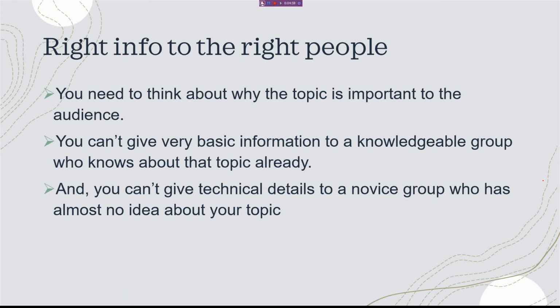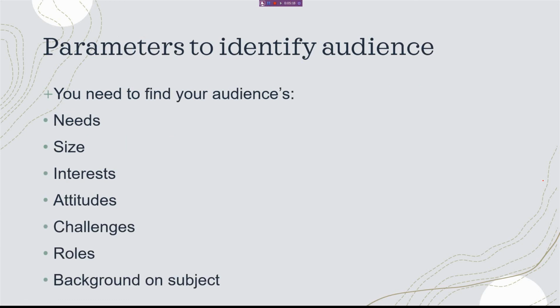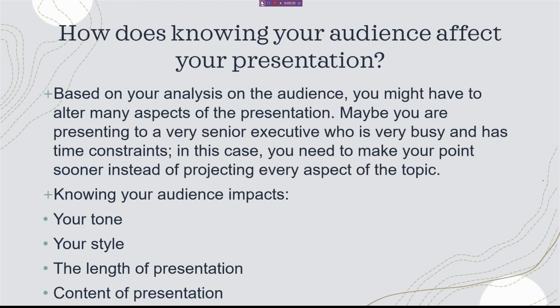Write info to the right people. You need to think about why the topic is important to the audience. You can't give very basic information to a knowledgeable group who knows about the topic already. And you can't give technical details to a novice group who has almost no idea about your topic. Here are the parameters to identify audience. You need to find your audience's needs, size, interests, attitudes, challenges, roles, background and subject, and maybe even more parameters depending on what you're presenting.